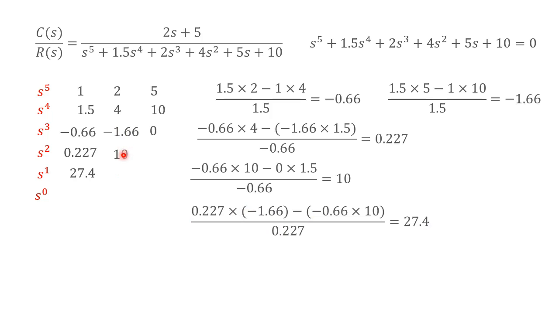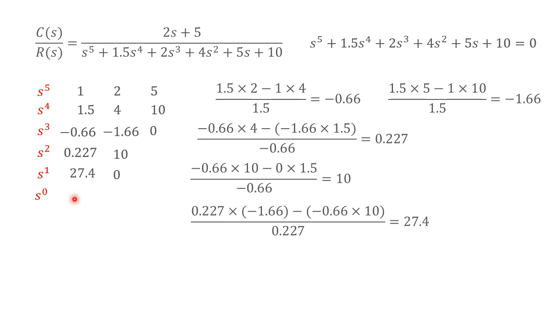And for this place, we have to ignore these two terms, and here we have both the terms 0, so it will be 0. And now for this term, it will become 10.